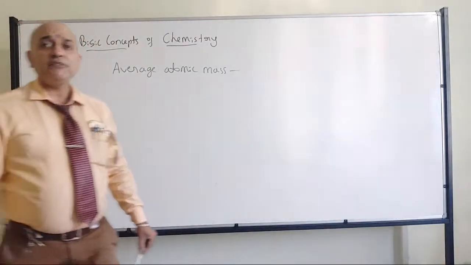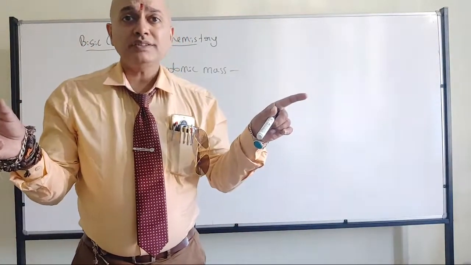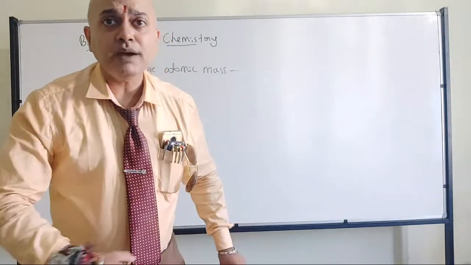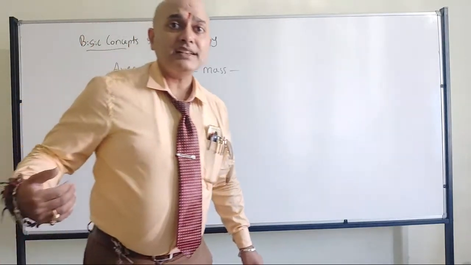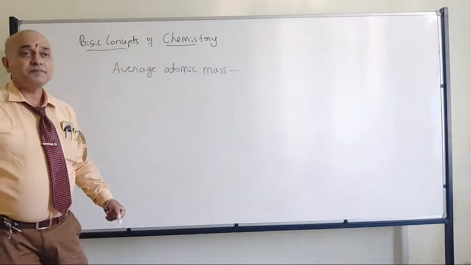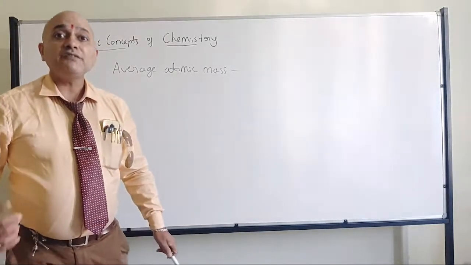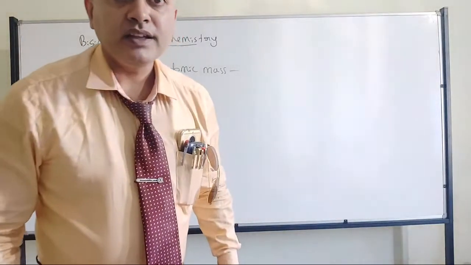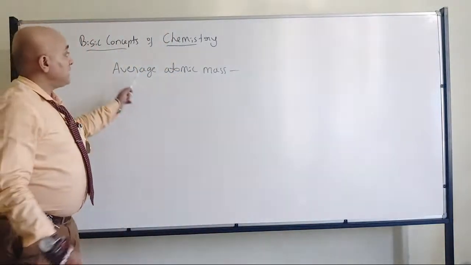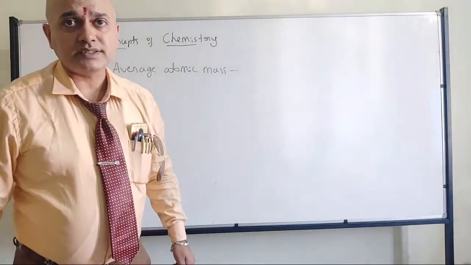What do you mean by average? Average means we will have two values, we will add these two values and divide by 2, so that we can get the average value. That's how we used to do, right? So when I say average atomic mass, that means I am dealing with more than one value. Yes, I am dealing with more than one value. Then only I can go with average atomic mass.